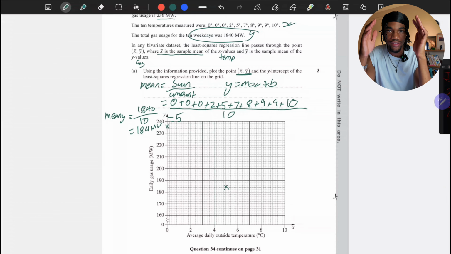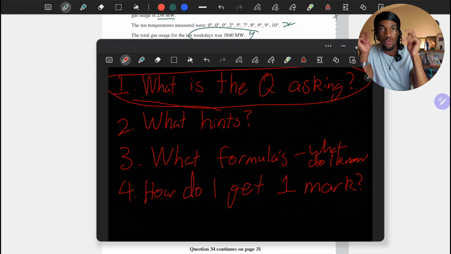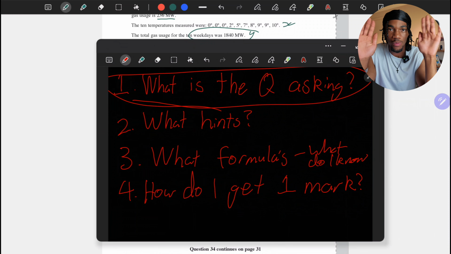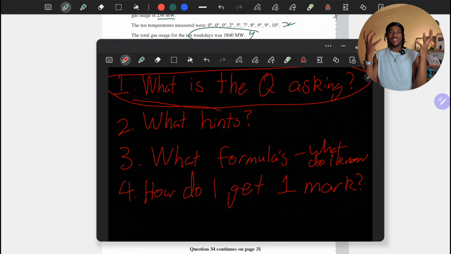But that's how you answer these questions. Literally just follow this framework. What is the question asking for? What hints does it give you? What formulas do you need? And how do you get 1 mark? And you'll be sorted. Although this is a good method, this is literally only peanuts.